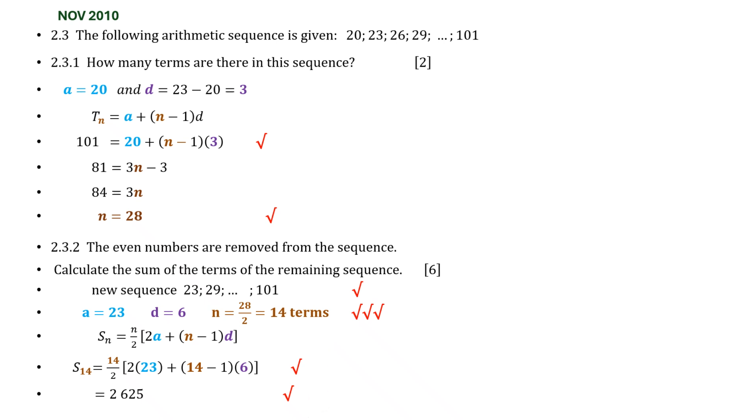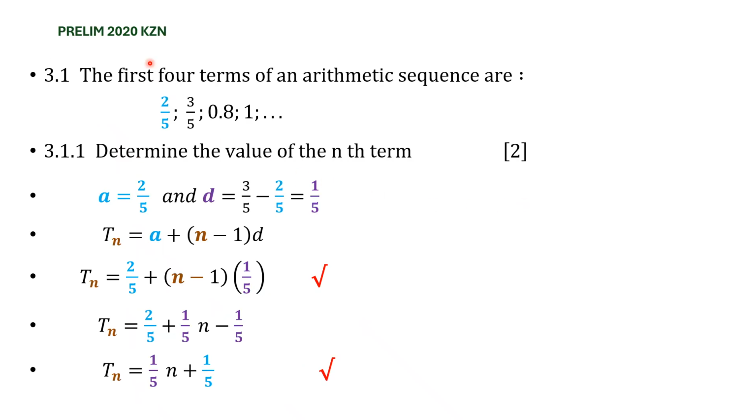All right. So I hope you understand, you follow. Let's look at the next question. They say Prelim 2020 KwaZulu-Natal. The first 4 terms of an arithmetic sequence are 2 over 5, 3 over 5, 4 over 5, and 1. It continues. Determine the value of the nth term. Right? So value of the nth term, meaning we want the formula.